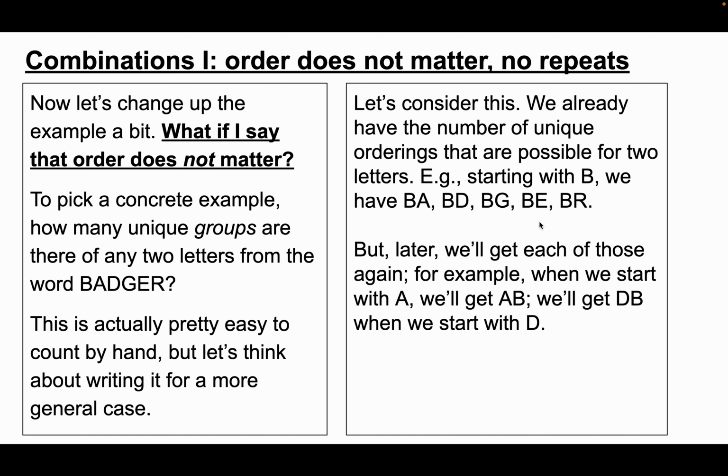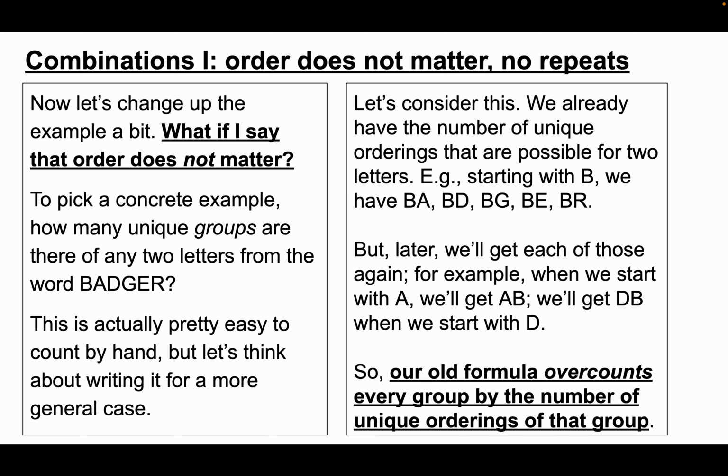So for instance, when we start with A, we'll get AB. So we would go AB, AD, AG, AE, AR, and we count AB again, but that's the same group as BA, just a different order. And then when we do D, we would go DB, DA, and okay, we get DB, that's the same group as BD, just with a different order. So our old formula overcounts, and it actually overcounts each group by the number of unique orderings of that group.